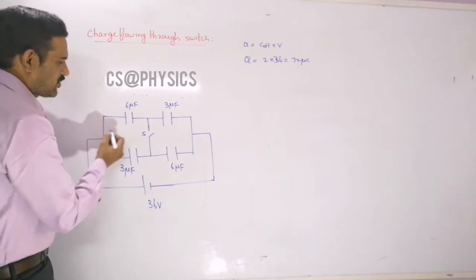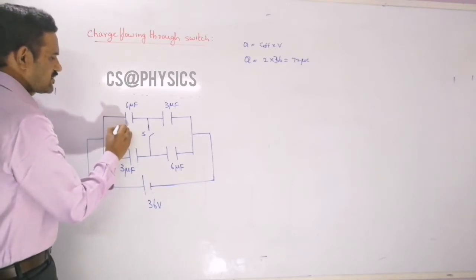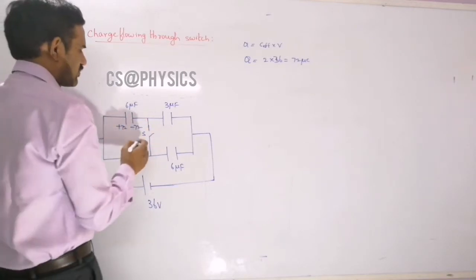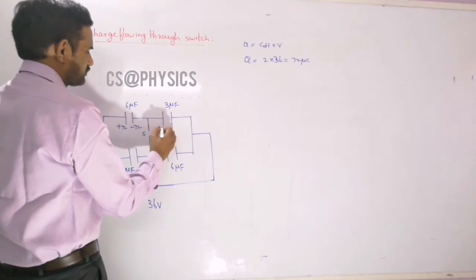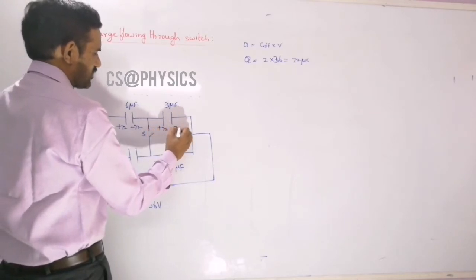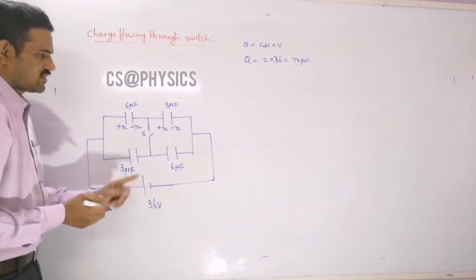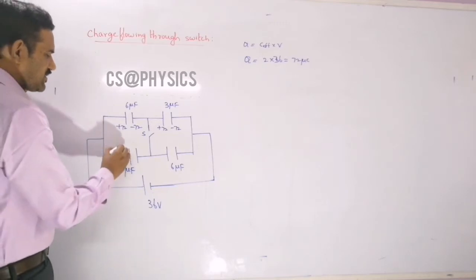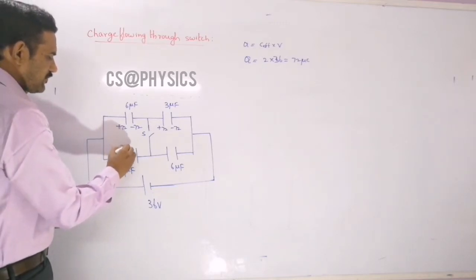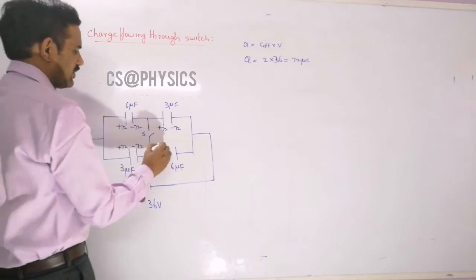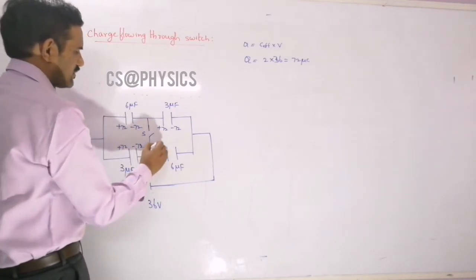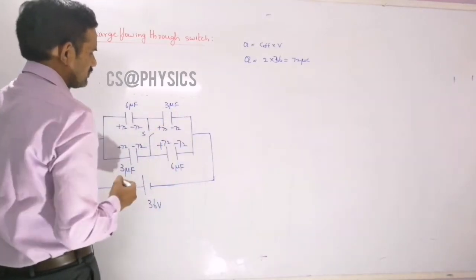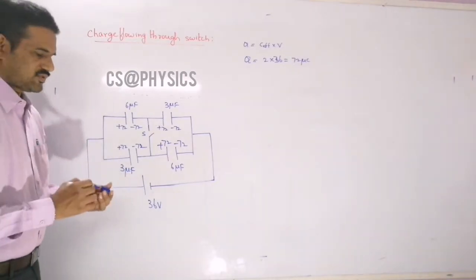As this is the positive polarity we are taking here, I can consider this as plus 72 and this as minus 72 microcoulombs. And here also it is plus 72, minus 72, right? Because this is a positively charged plate and this is a negatively charged plate. Similarly for this one, this is plus 72 and minus 72, and this is again plus 72, minus 72, right? Those are the charges on each plate of these capacitors.